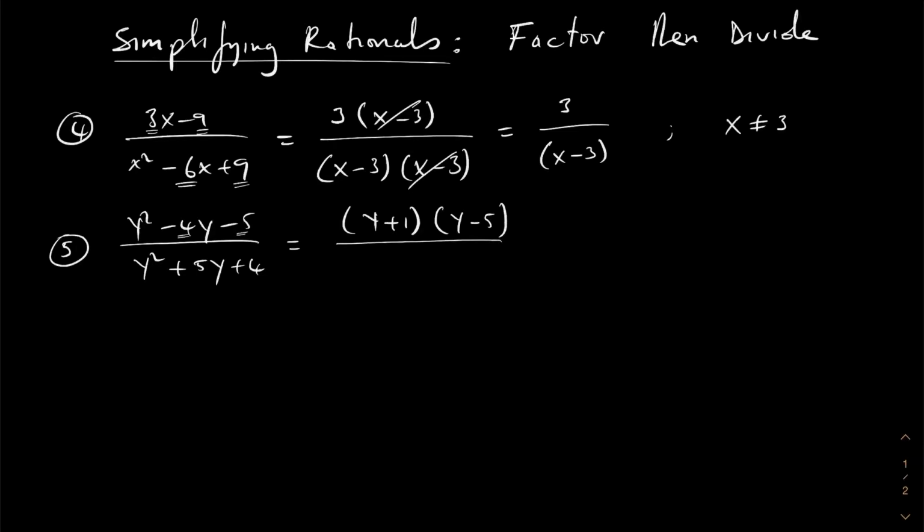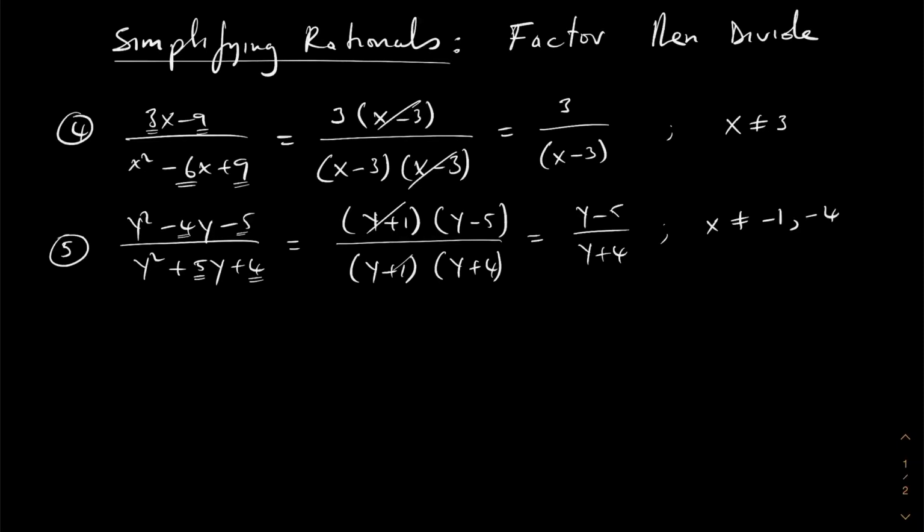And for the denominator, looking for 2 numbers that add up to 5 and multiply to 4, that's going to be 1 and 4. And so you're going to have here y plus 1 multiplied by y plus 4. And so simplifying the y plus 1 on both numerator and denominator, you're going to have left y minus 5 divided by y plus 4. Now for this particular example, the domain is going to be all real numbers except for negative 1 and negative 4.